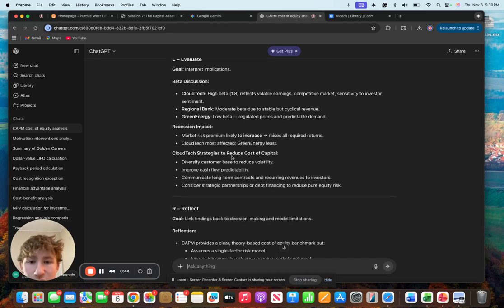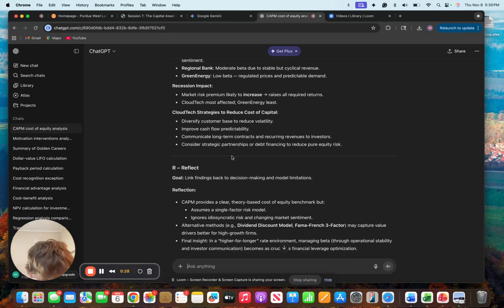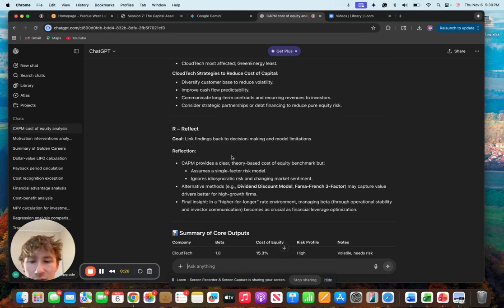For strategies to reduce cost of capital, we need to diversify the customer base to reduce volatility, improve cash flow predictability, communicate long-term contracts and recurring revenues to investors, and consider strategic partnerships or debt financing to reduce pure equity risk. Reflect: CAPM provides a clear, theory-based cost of equity benchmark, but assumes a single-factor risk model and ignores idiosyncratic risk and changing market sentiment.